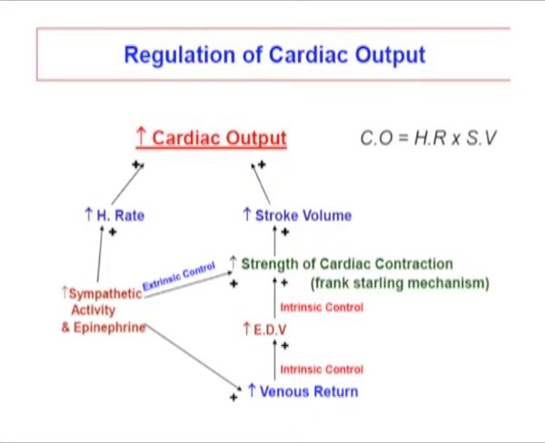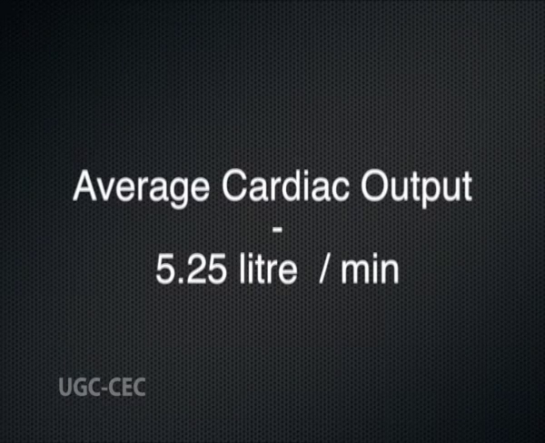The cardiac output is a measurement of the amount of blood pumped by each ventricle, that is, stroke volume, in 1 minute. This is calculated by multiplying the stroke volume with the beats per minute of heart rate. The average stroke volume is about 70 ml, while the heart rate is 72 beats per minute. Hence, the average cardiac output is 5.25 liters per minute.